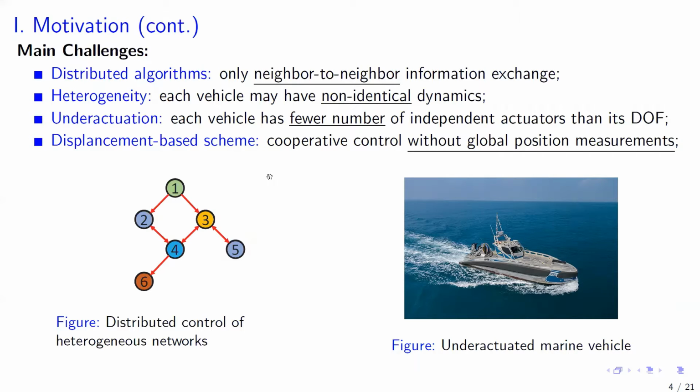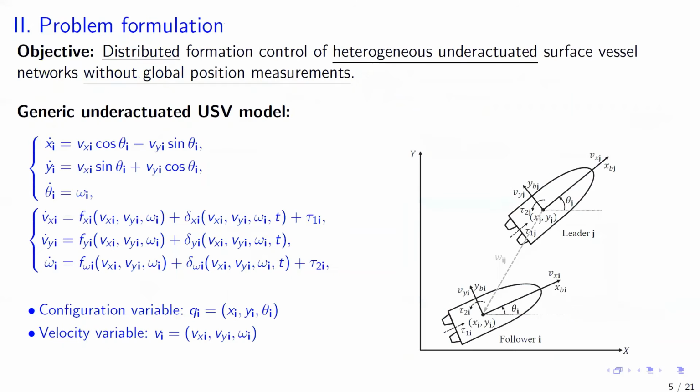And last, in many situations, the GPS signal is not available, while onboard sensors can provide measurements, so it is necessary to consider cooperative control without global position measurements. The objective of this research is to design distributed formation control laws for heterogeneous vessel networks without global position measurements.